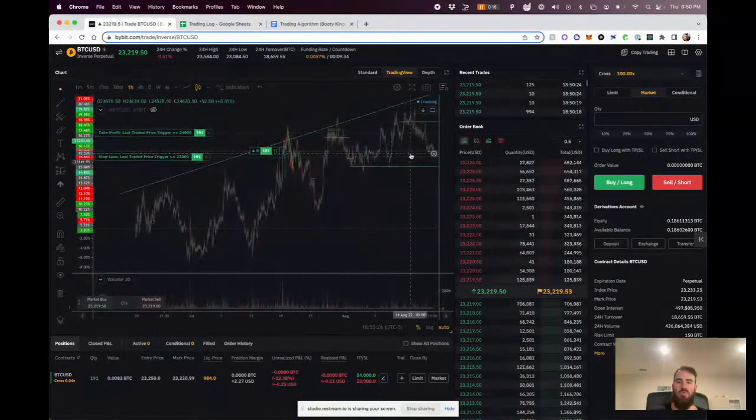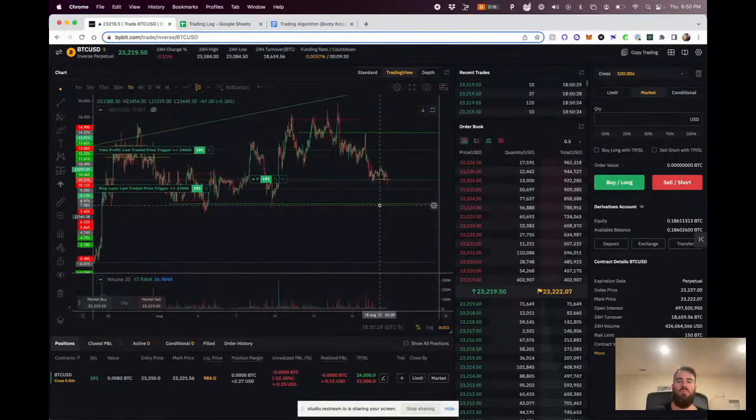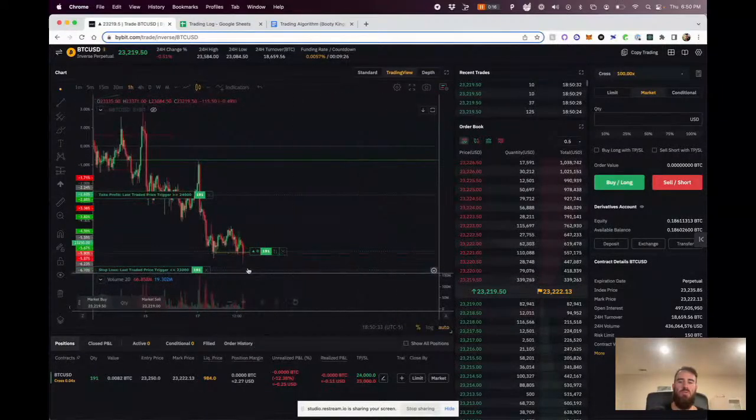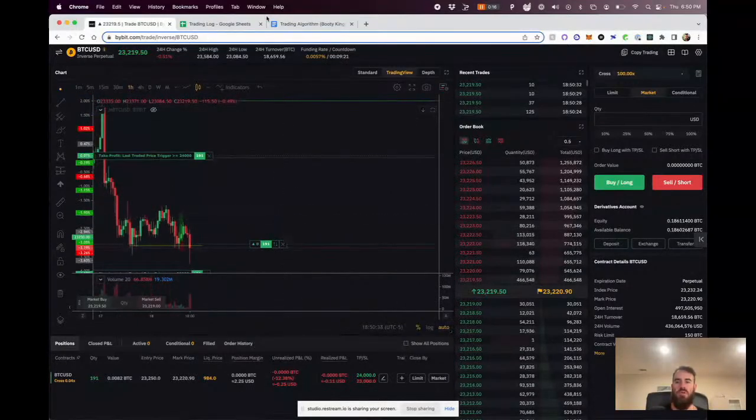So we're in a bit of a range here. That's well within the range. You have a daily support down here. So this is something to look out for if we do continue down through this 1 hour level. But we'll see. So this is my trade.